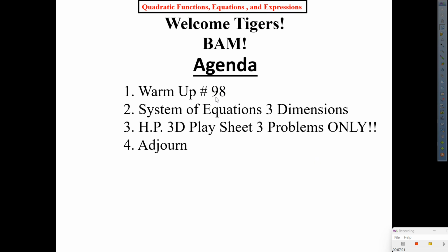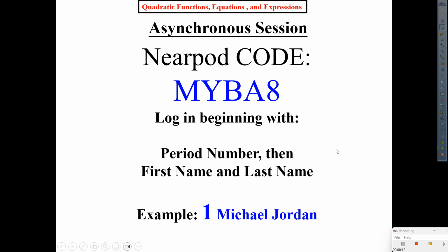Once again, warm-up 98 is done. System of equations in 3 dimensions. And hopefully for tonight is the 3D play sheet, 3 problems only. Here's the code for access to the home plate: MYBA8.